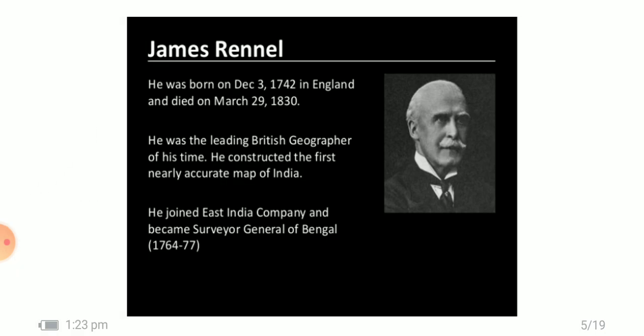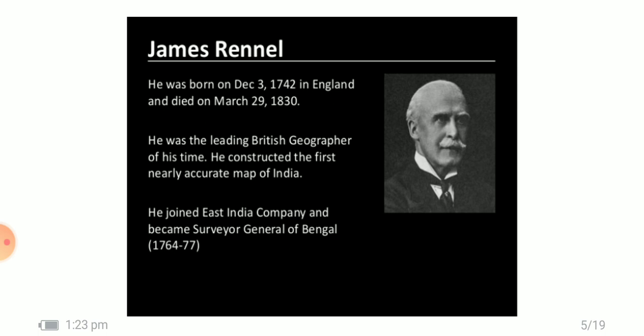Let us move on to the next slide, James Rennell. James Rennell was mentioned on the first page of your first chapter in history. Let us see who James Rennell is. He was born on December 3, 1742 in England and died on March 29, 1830. He was the leading British geographer of his time. He constructed the first nearly accurate map of India.